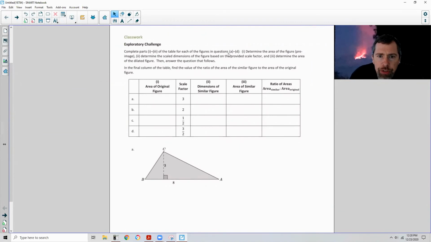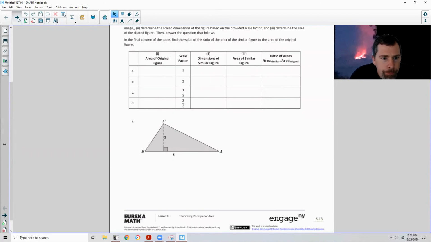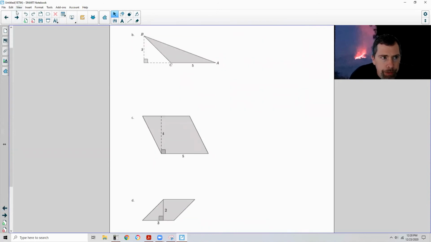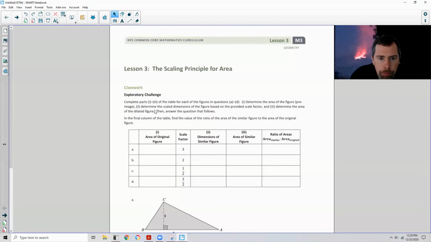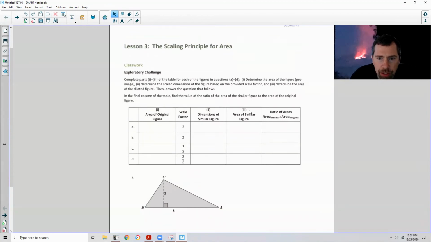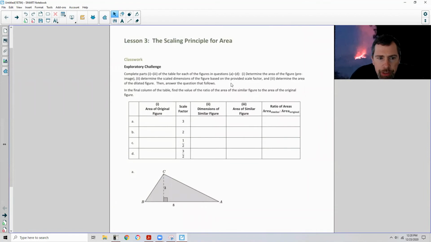For each of the figures in questions A through D, here's A, B, C, and D are on page 2. Determine the scale dimensions of the figure based on the provided scale factor. And 3, determine the area of the dilated figure. Then answer the question as follows. In the final column of the table, find the value of the ratio of the area of the similar figure to the area of the original. Okay.